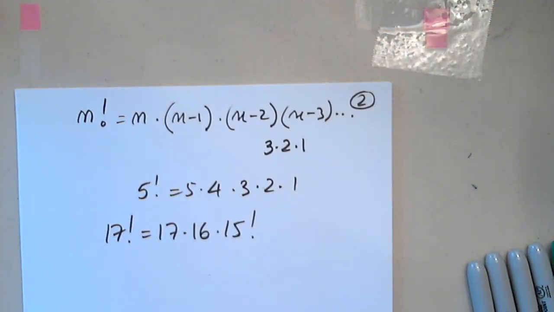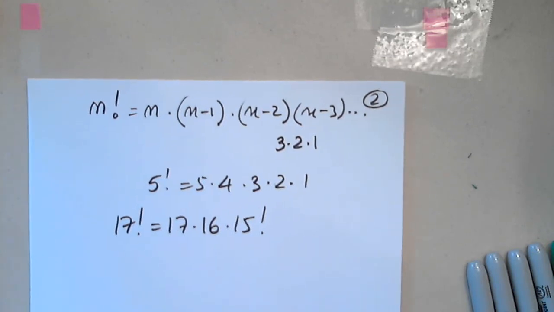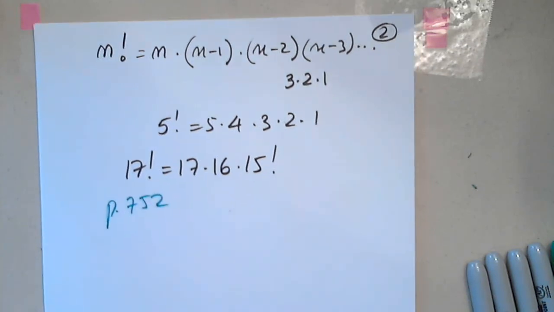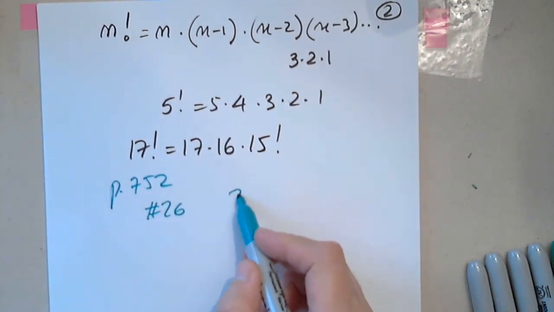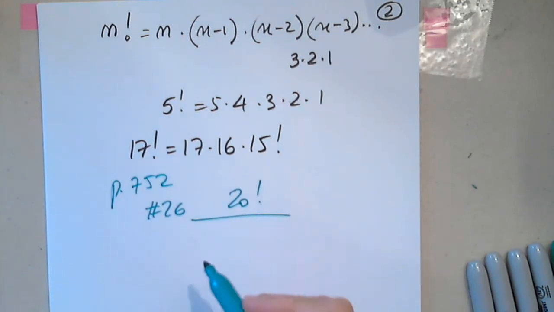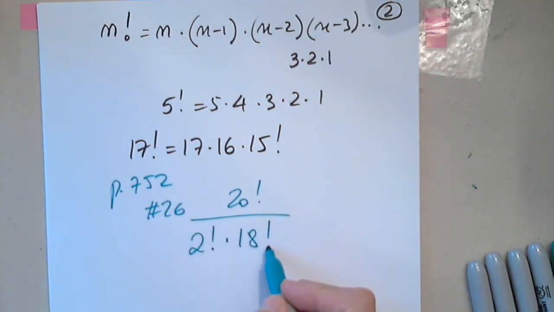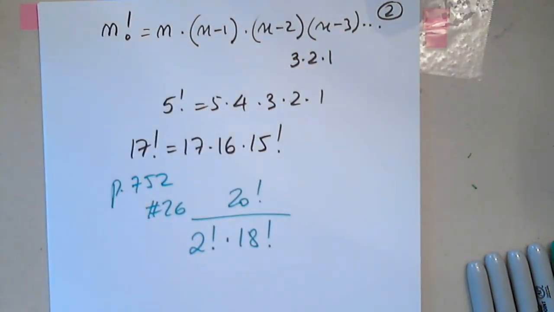And I just would like to simplify a couple of examples from the book on factorials. On page 752, okay, so let's say 26. And in 26 we have 20 factorial divided by 2 factorial times 18 factorial. You cannot multiply factorials and say that this is 36 factorial. No, no, no. Every number is something completely different.